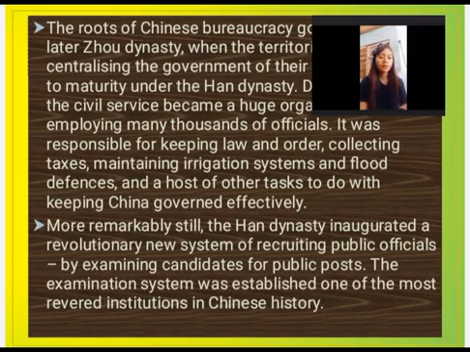More remarkable still, the Han Dynasty inaugurated a revolutionary new system of recruiting public officials by examining candidates for public posts. The examination system became one of the most revered institutions in Chinese history.